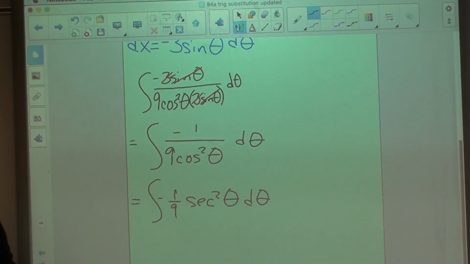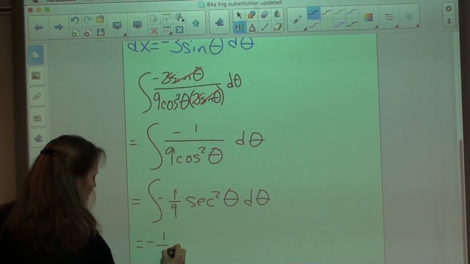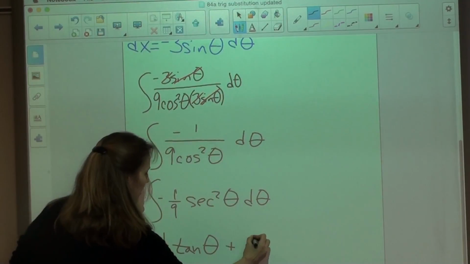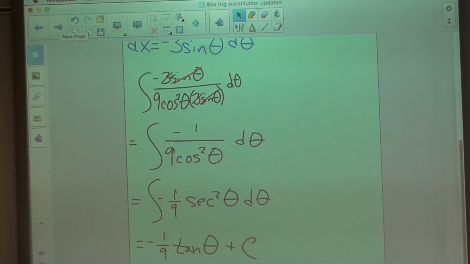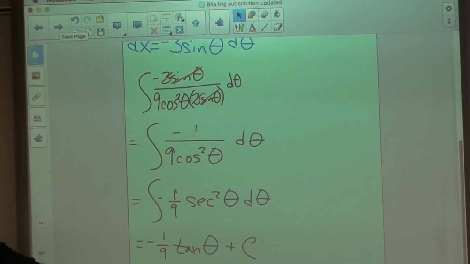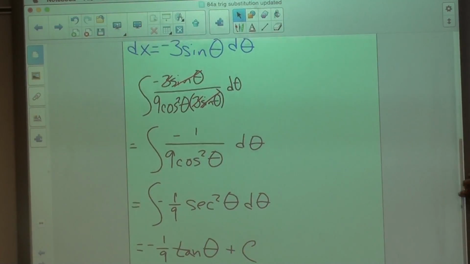Now we can do the antiderivative, right? We know the antiderivative of secant squared, what is it? Tangent. It is tangent, yes. So we end up with negative 1/9 tan theta plus c. But we're not done. Because the problem was presented in terms of x, so the answer has to be in terms of x. Which means we have to replace the theta back with what it is.